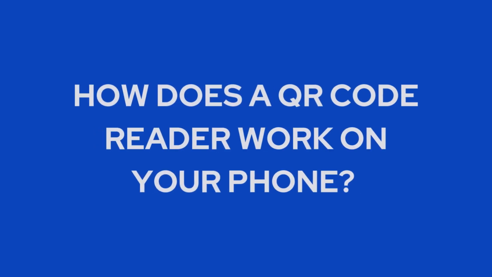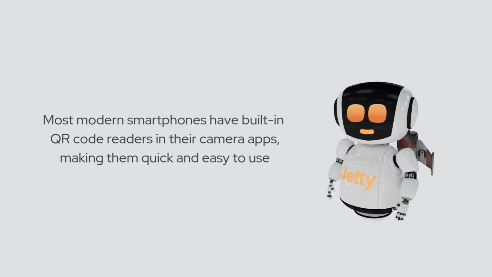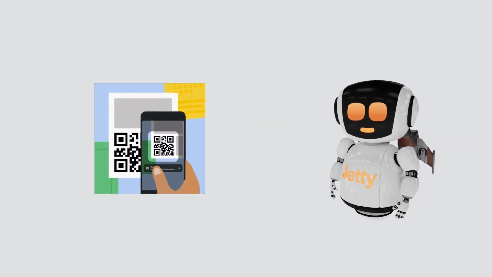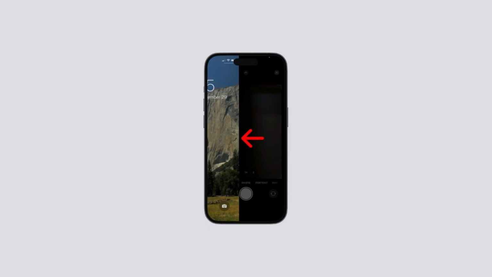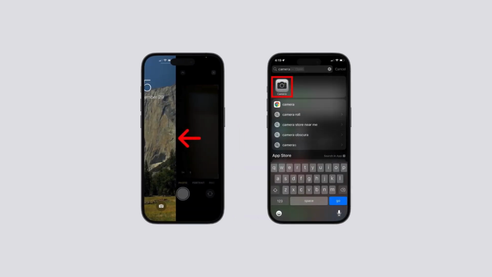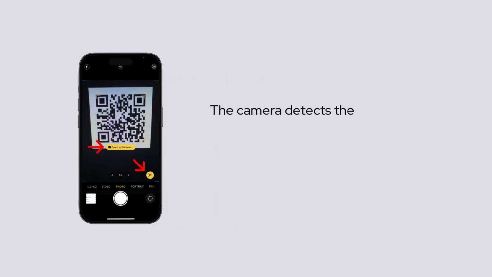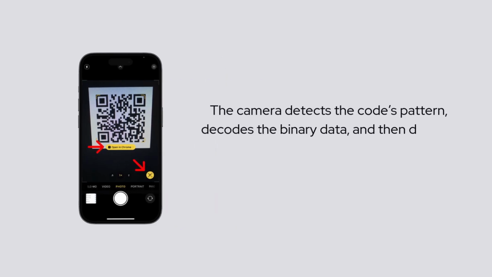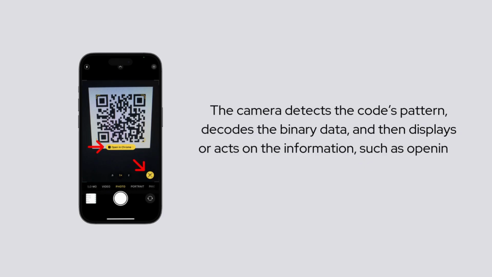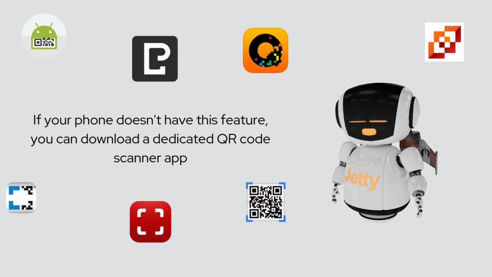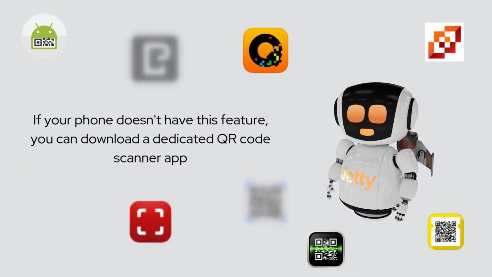How does a QR code reader work on your phone? Most modern smartphones have built-in QR code readers in their camera apps, making them quick and easy to use. Just open the camera app, point it at the QR code, and wait for a notification. The camera detects the code's pattern, decodes the binary data, and then displays or acts on the information, such as opening a website or saving contact details. If your phone doesn't have this feature, you can download a dedicated QR code scanner app.